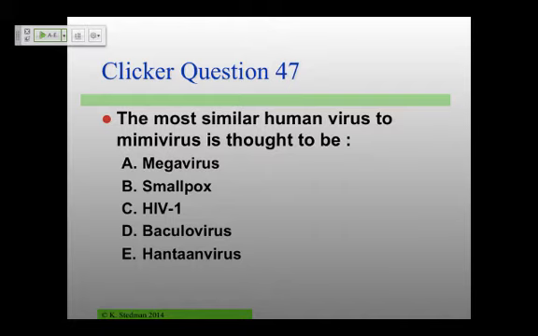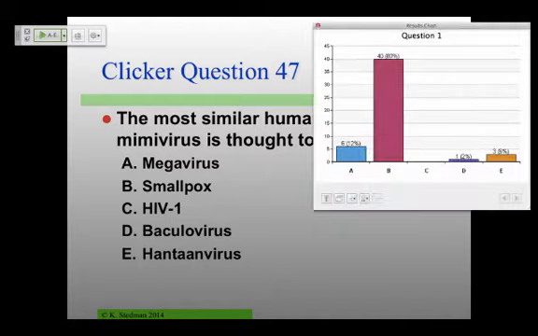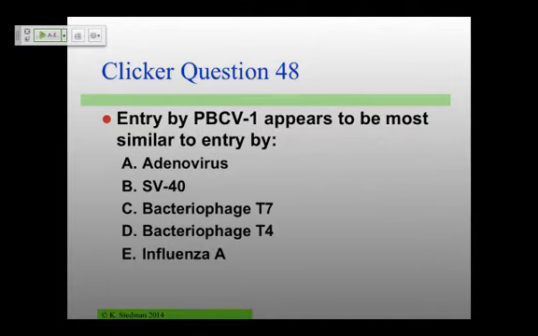Also, it turns out that there are a number of genes that are present in all pox virus genomes that are also shared in all of these, what was it? Nuclear cytoplasmic large DNA viruses, NCLDVs. Again, horrible abbreviation, but that's what they have. So entry by PBCV1 appears to be most similar to entry by adenovirus, SV40, bacteriophage T7, bacteriophage T4, or influenza A.